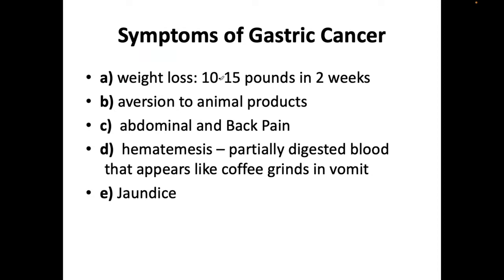Some of the symptoms of gastric cancer are weight loss of 10 to 15 pounds in half a month or 30 pounds in a full month. And they have an aversion to animal products. They go to the supermarket, walk by the section where the meat is, and either the look of it or the smell of it makes them nauseous. There's stomach pain, but then there's also back pain.